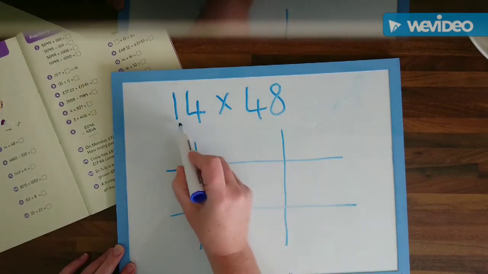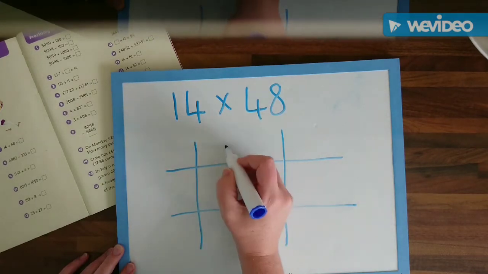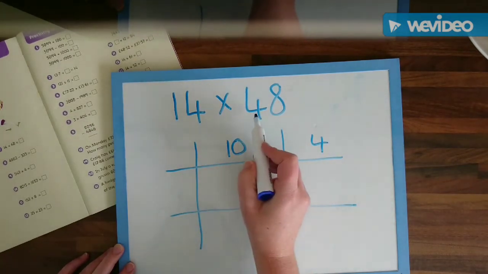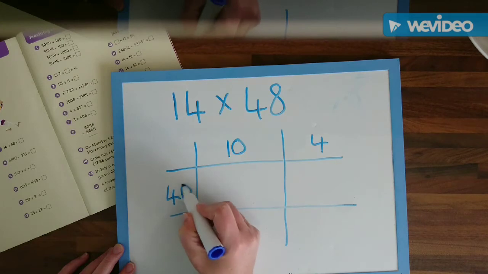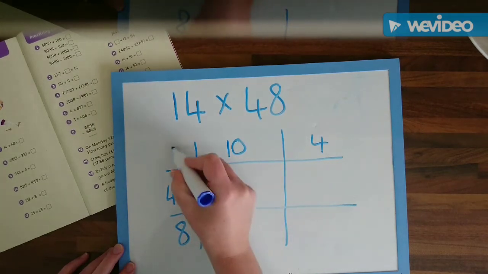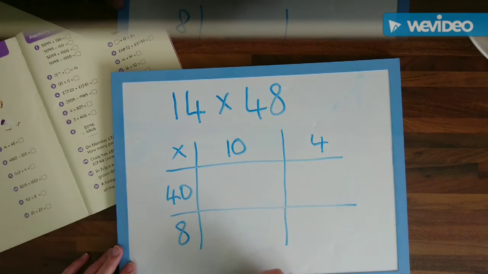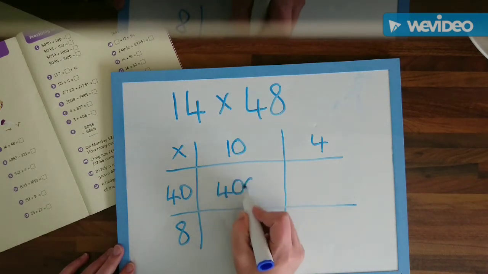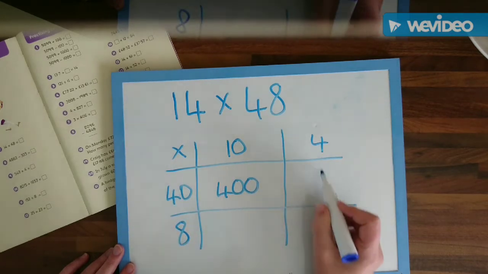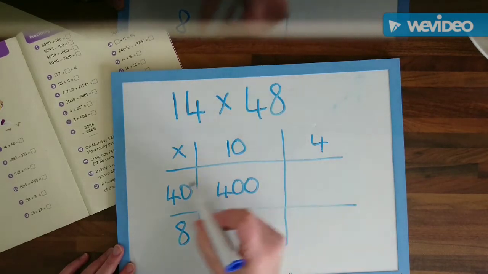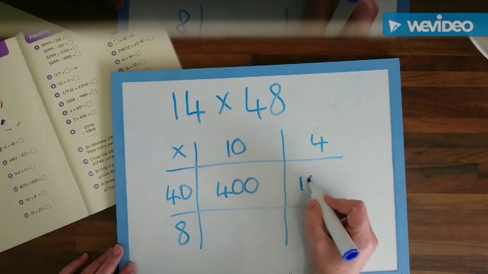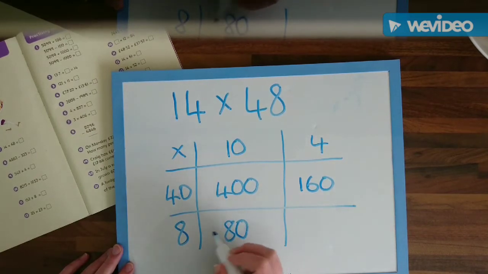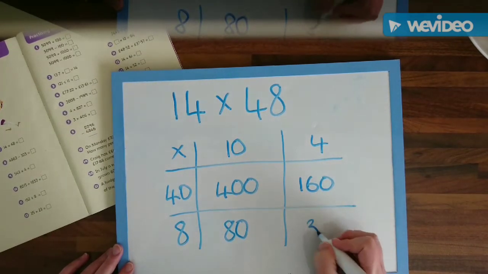Okay, and we can partition, so we can take 14 and partition that into 10 and 4, and then we can partition 48 into 40 and 8. Okay, and we're going to multiply all those numbers together. So 40 multiplied by 10 will be 400. 40 multiplied by 4, if you know that 4 times 4 is 16, it's 10 times bigger, so it's 160. 8 multiplied by 10 is 80, and 8 multiplied by 4 is 32.